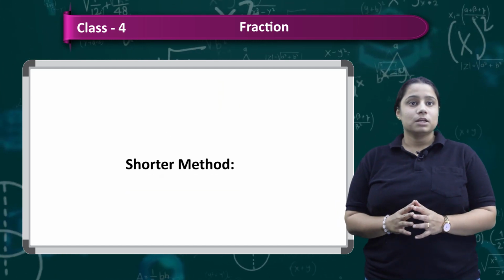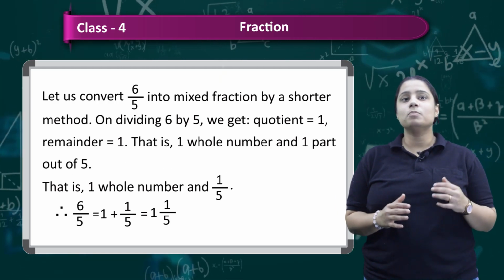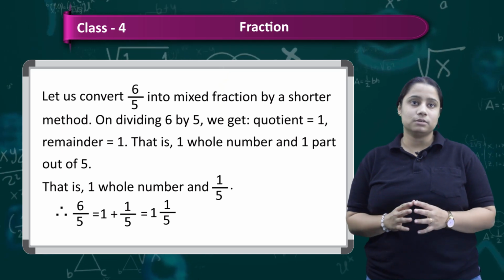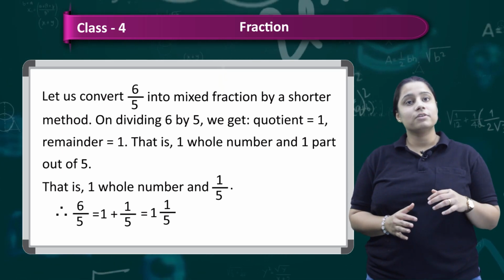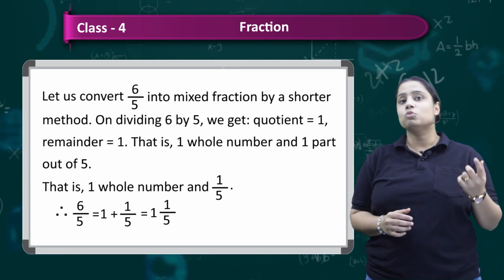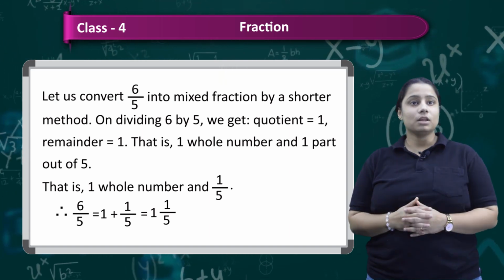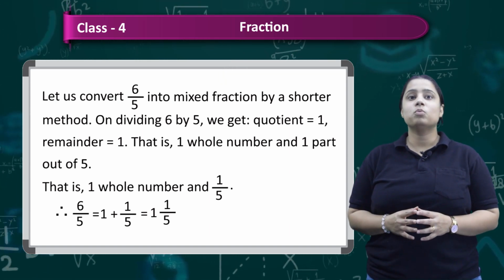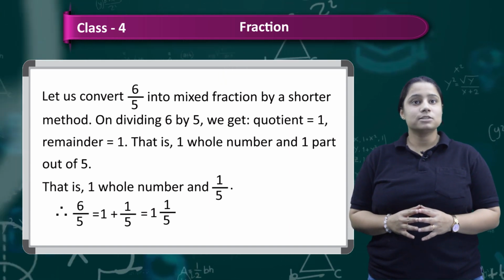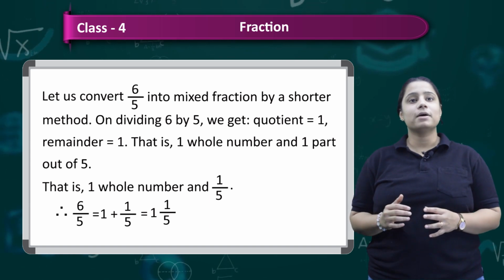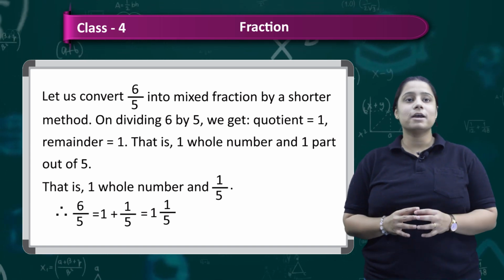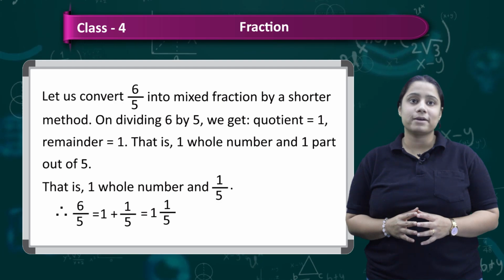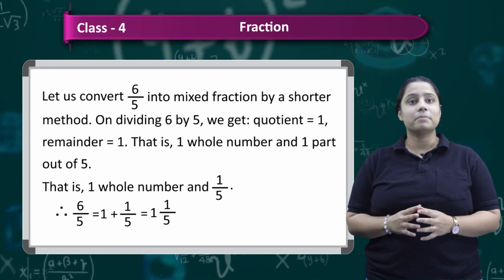Shorter method. Let us convert 6 by 5 into mixed fraction by a shorter method. On dividing 6 by 5, we get quotient is equals to 1, remainder is equals to 1. That is one whole number and one part out of 5. That is one whole number and 1 by 5. Therefore, 6 by 5 is equals to 1 plus 1 by 5 is equals to 1 1 by 5.